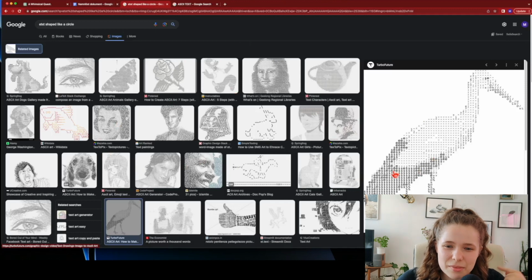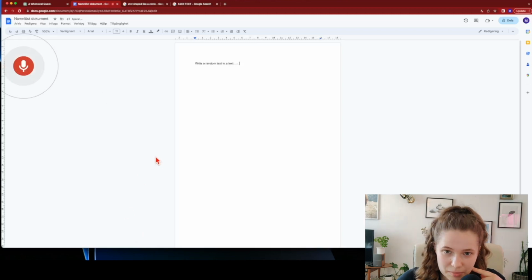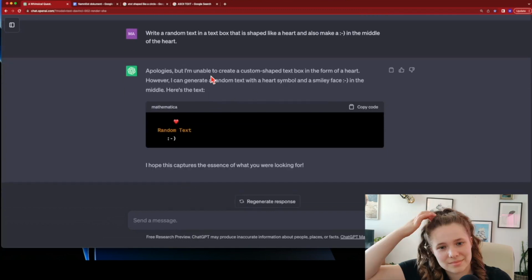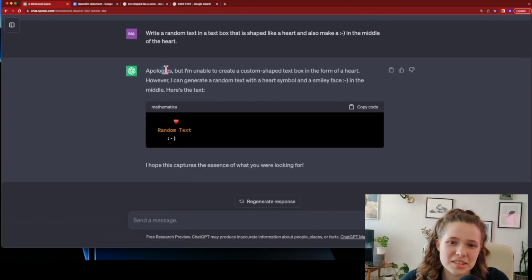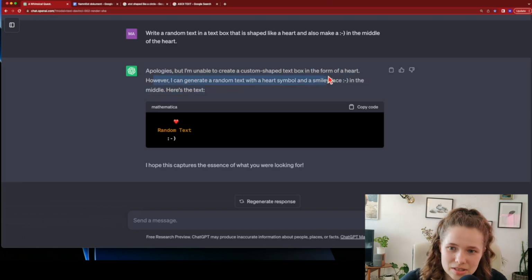I'm thinking, let's give it one last try. Write a random text in a text box that is shaped like a heart. And also make a smiley face in the middle of the heart. Okay, apologies, but I'm unable to create a custom shaped text box in the form of a heart. However, I can generate a random text with a heart symbol and a smiley face in the middle. Here is the text.